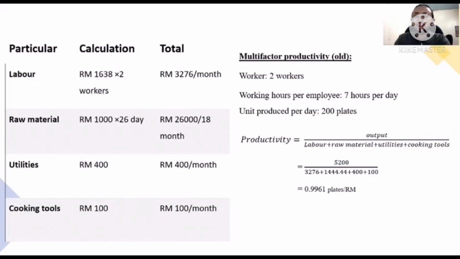For the multi-factor productivity, the old one is workers only. Working hours per employee is 7 hours per day, and units produced per day is 200 plates. The productivity calculation is output divided by labor, raw material, utilities, and cooking tools, which is equivalent to a productivity of 0.9961 per plate.